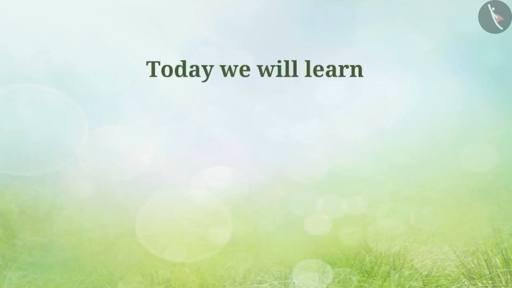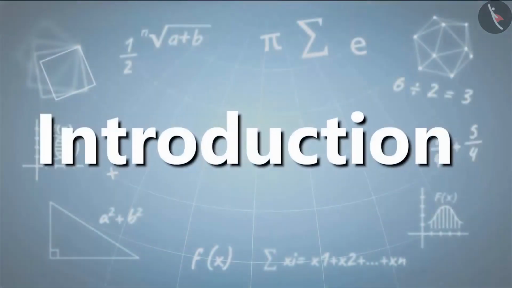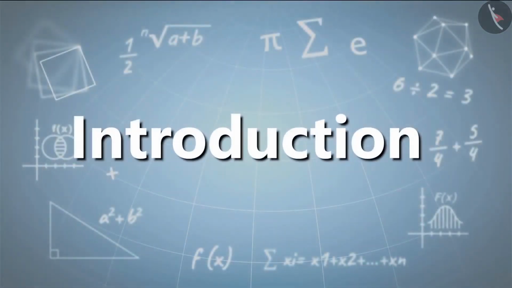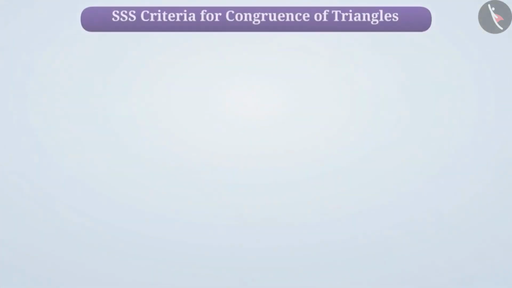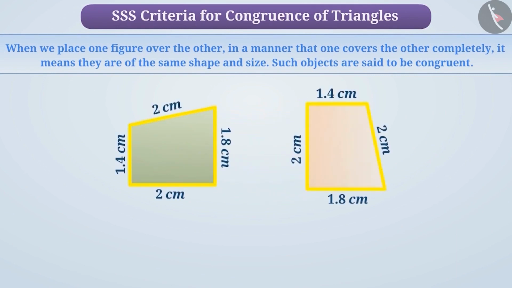Today we will learn about the SSS criteria for congruence of triangles. You know that when we place one figure over the other in a manner that one covers the other completely, it means they are of the same shape and size. Such objects are said to be congruent.